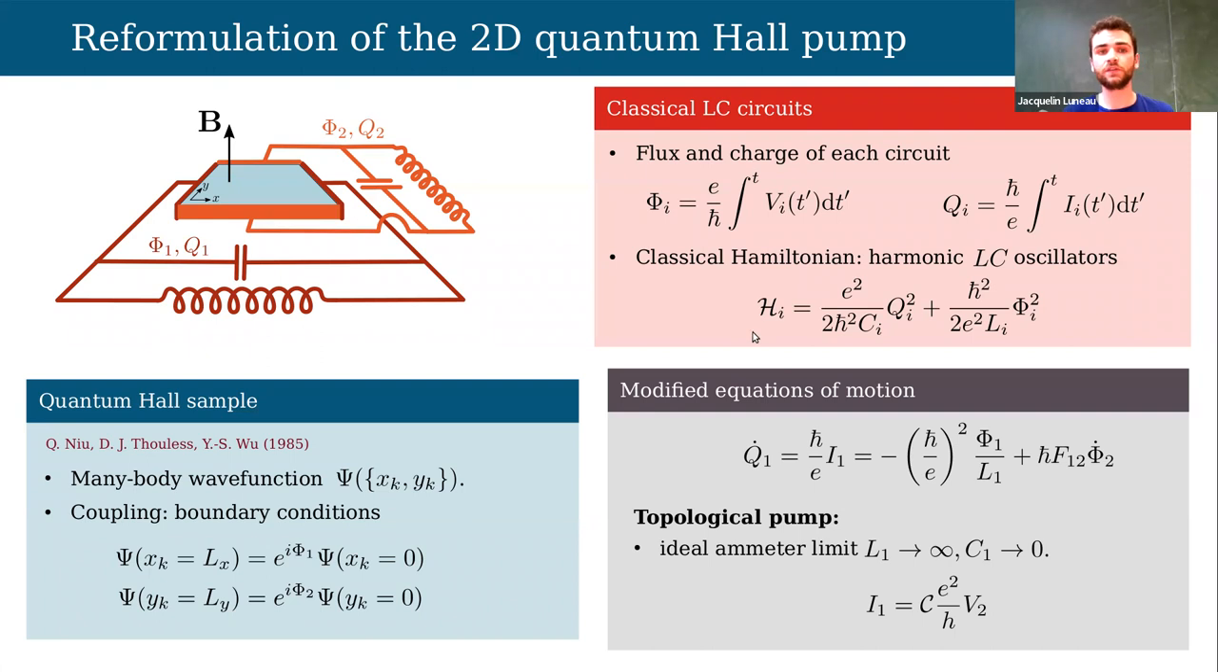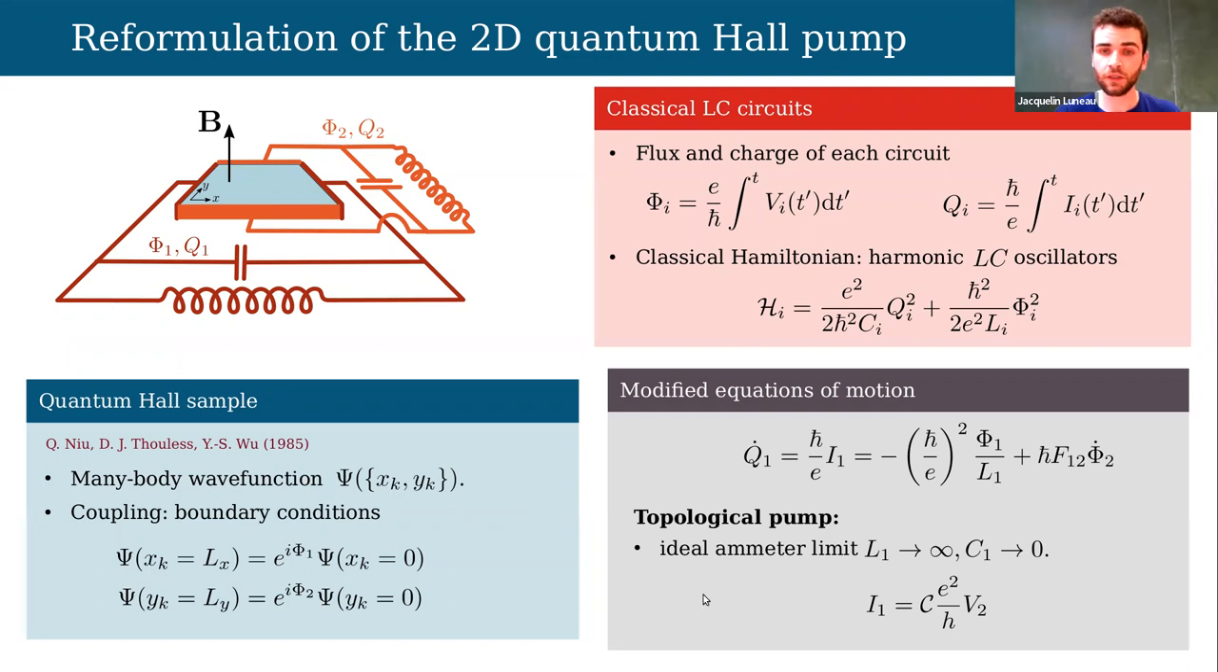And what is the coupling between this classical variable and the quantum system, the electron gas? This coupling can be obtained by considering boundary conditions. It was first introduced by Niu and collaborators, so that effectively this boundary condition will couple the many-body wave function of the electron gas solely to the flux variables phi one and phi two. And what is important in this coupling is that the coupling is periodic in the flux phi one and phi two, such that the many-body ground states of the whole sample will depend on this flux phi one and phi two.